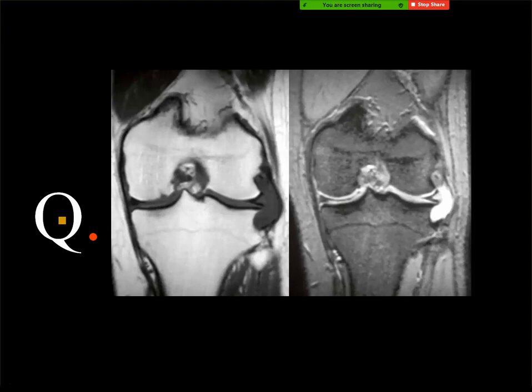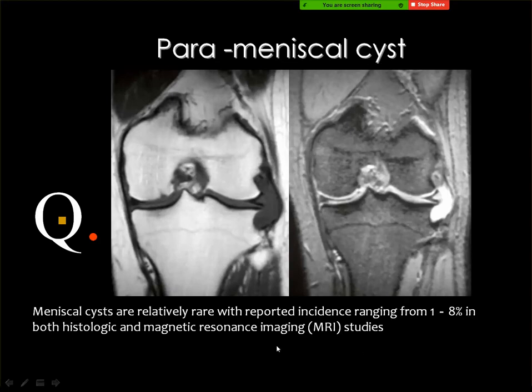Cyst of the meniscus. Yes, this meniscus is torn, and you got a cystic lesion filled by fluid at the base of the torn meniscus. This is known as para-meniscal cyst.